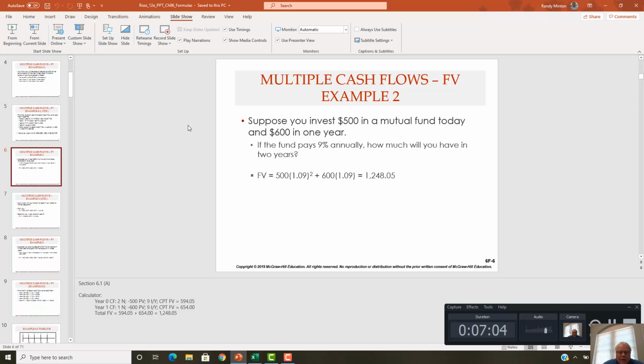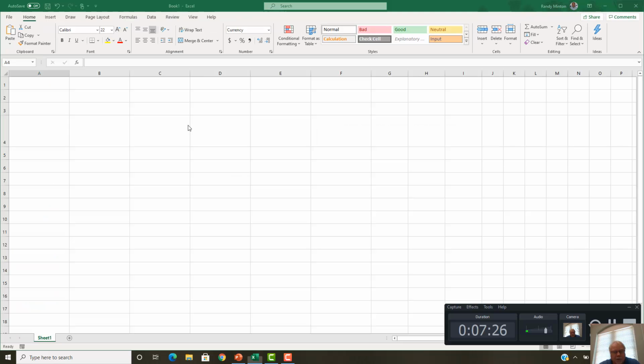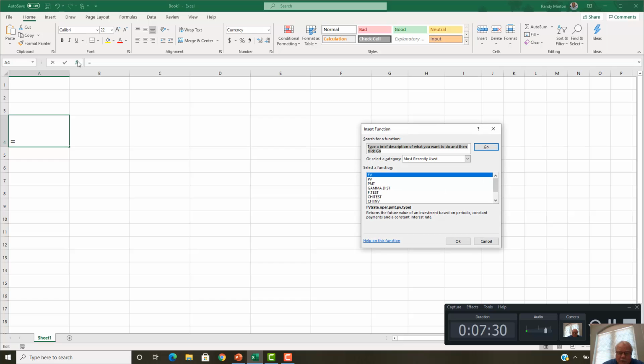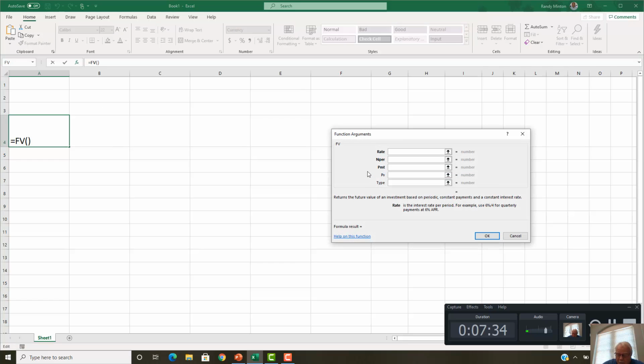And it says, suppose you invest $500 in a mutual fund today and $600 in 1 year. If the fund pays 9% annually, how much will you have at the end of 2 years? And so what's happening is that you're going to start out with a $500 investment. So let's pop back over to our Excel sheet again, and we're going to do the same kind of thing. We're going to do a future value calculation here. The rate is 0.09.